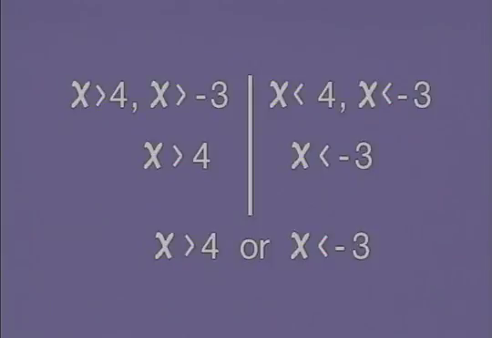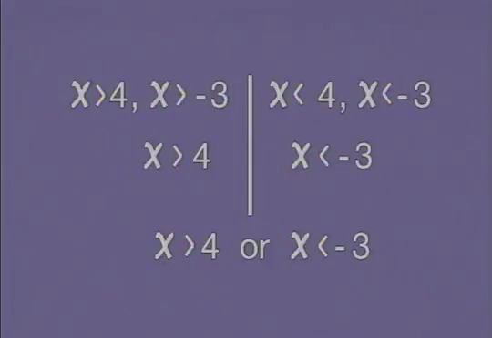Or we go to the right side, the other possibilities, and here we have x is less than 4 and x is less than negative 3. And of course, you can be both less than 4 and less than negative 3, but you must be less than negative 3 to do that.